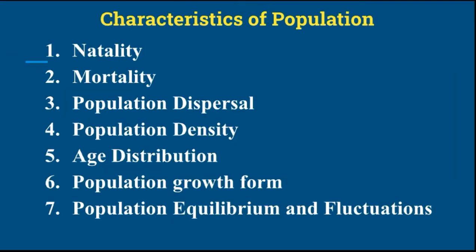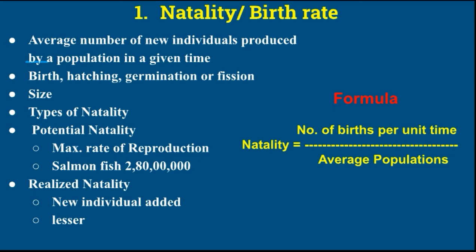Next, we have seen in the syllabus the characteristics of a population. There are 7 characteristics we have studied in that chapter. The first one is natality, second is mortality, third is population dispersal, fourth is population density, fifth is age distribution, sixth is population growth form, and seventh is population equilibrium and fluctuations. So let us see them one by one.